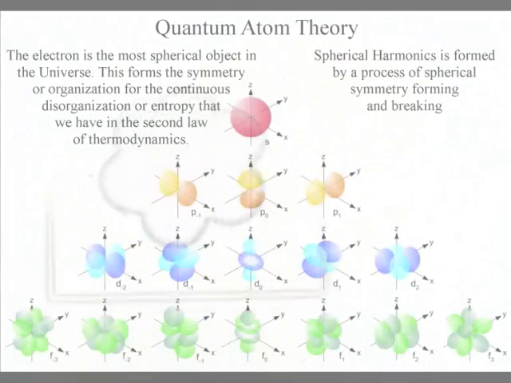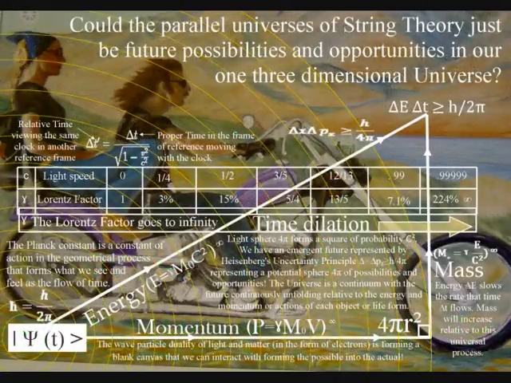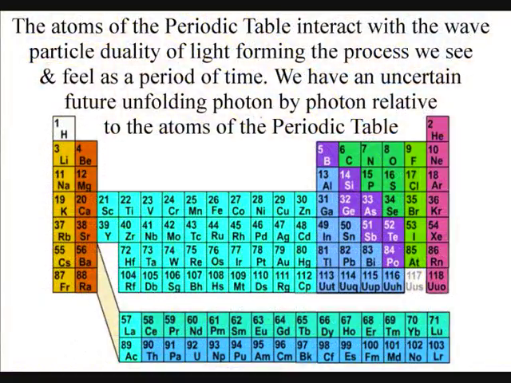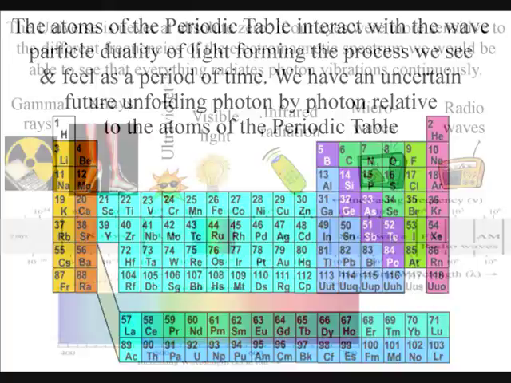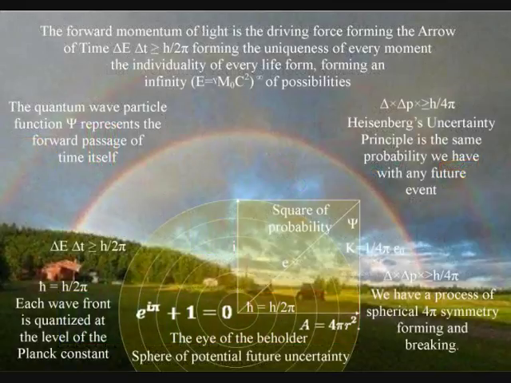The reason why we have such great diversity of information is that the process is relative to the complexity of the atoms of the periodic table and the different wavelengths of the electromagnetic spectrum. This is why color is based on the wavelength of light. All the information we receive by the colors of the rainbow is based on the dynamic geometry of this process.